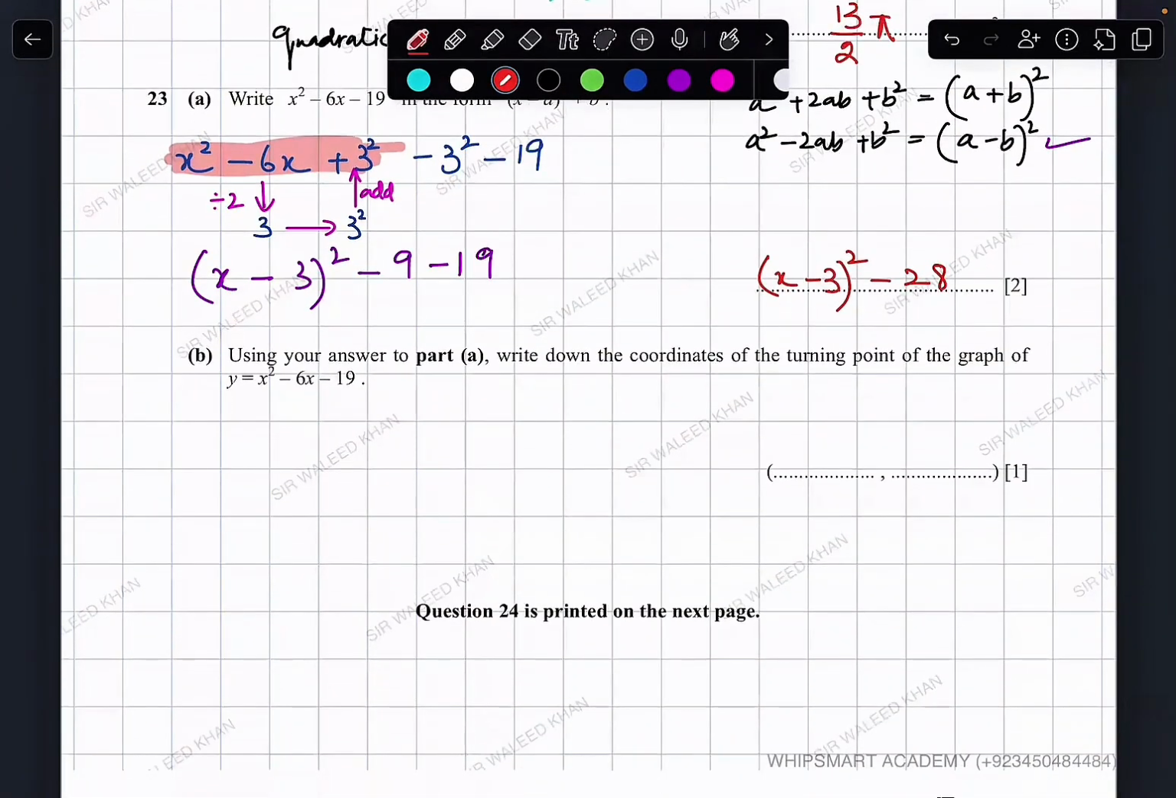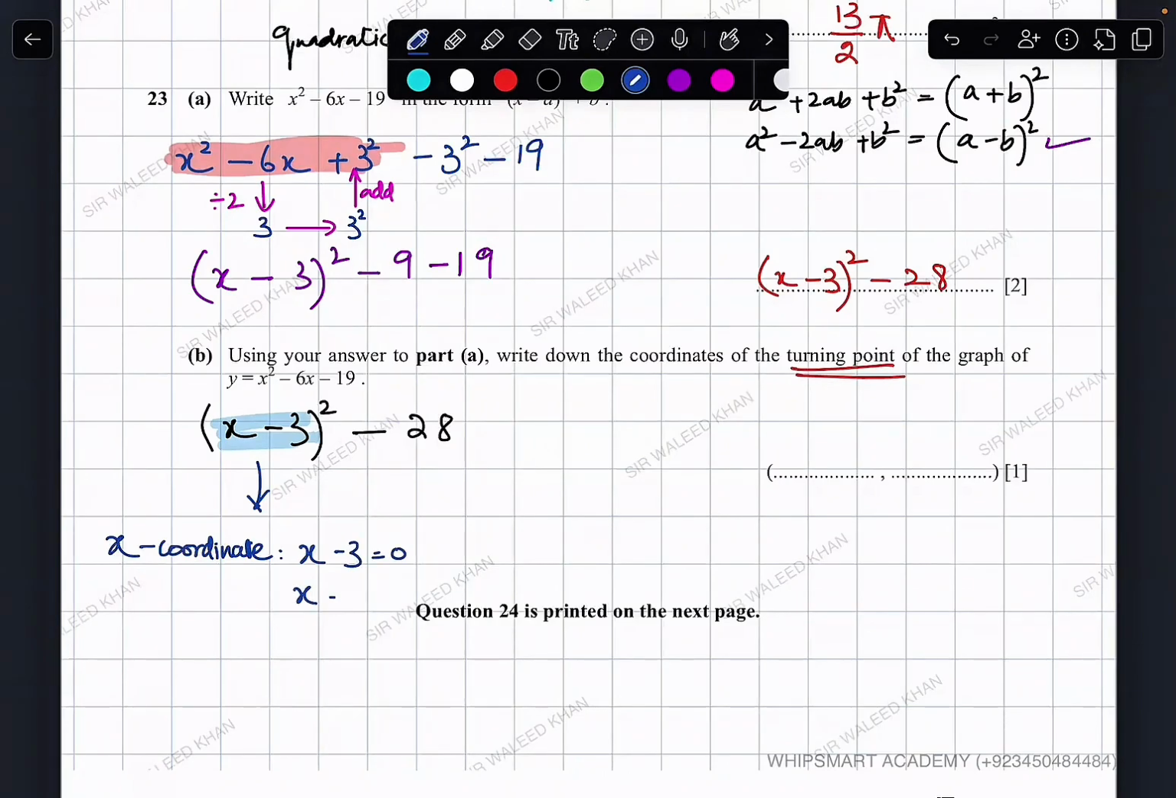Use your answer to part A to write down the coordinates of the turning point. So whenever they are asking about the turning point, just remember, x minus 3 whole square minus 28. If I put this equal to 0, I will get the x coordinate of the turning point. Okay, figure out the x coordinate, put this equal to 0. So x is equal to 3. The x coordinate of the turning point is 3.